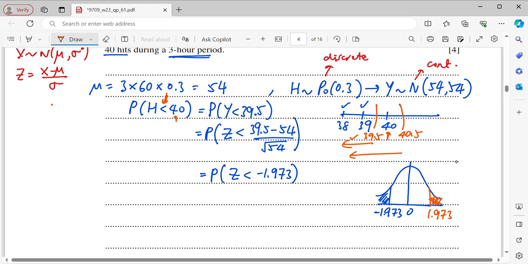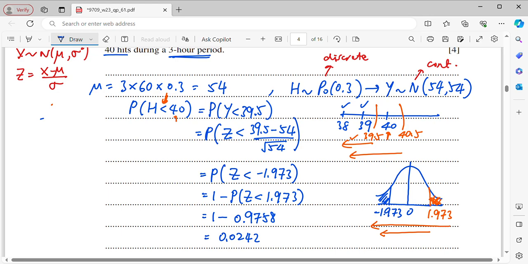To get this orange region, it will be 1 minus P(Z less than 1.973). Then from the table, you will be getting 0.9758. And at last, you will be getting 0.0242. So that's the probability for this question.